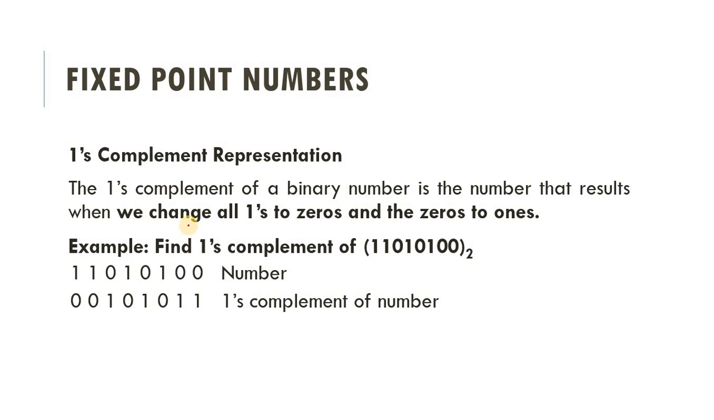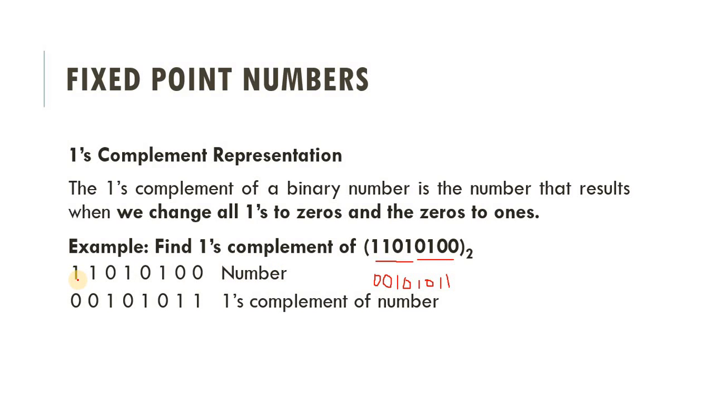It is very easy to find the ones complement of a number. Suppose in the example, the binary number is 11010100. To find the ones complement of this number, we only have to swap 0 to 1 and 1 to 0. The first digit is 1, so we swap it to 0. Second is 1, so it is 0. Third is 0, so we swap it with 1. Fourth is 1, so it is 0. Then 0, then 1, then 0, and the last two are both 0, so they become 1 1. This is the ones complement of a binary number.